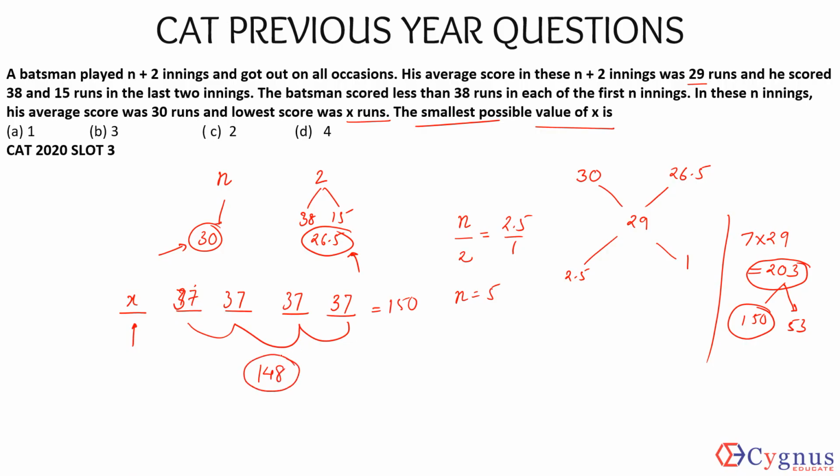So maybe he'll score 148 runs in these 4 innings, and X will be equal to what? Out of 150, he has scored 148 in the 4 innings out of these N. So X has to be how much? 2. So the minimum possible value of X will become how much? 2. So the correct answer is C.